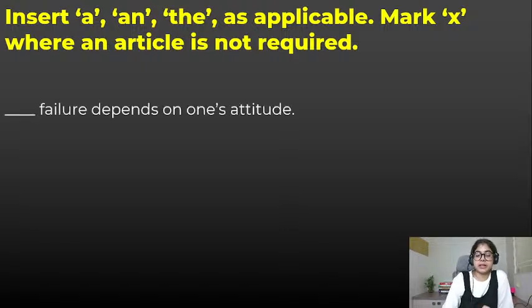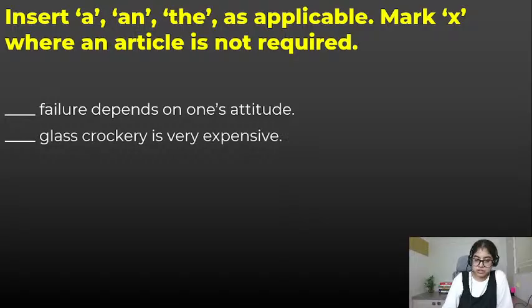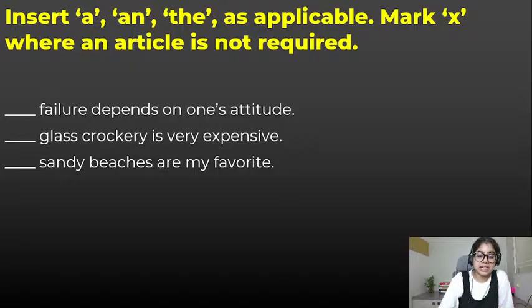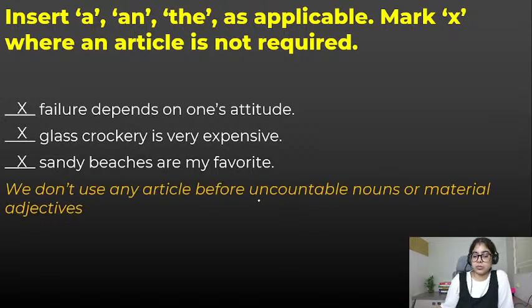Dash failure depends on one's attitude. Dash glass crockery is very expensive. Dash sandy beaches are my favorite. Sandy beaches तो हो नहीं सकता क्योंकि plural है. तो the sandy beaches हो सकता है. But नहीं होगा. The glass crockery नहीं होगा. The failure नहीं होगा. A failure भी नहीं होगा. ऐसी चीजें जो गिनी नहीं जा सकती उनके आगे कोई आर्टिकल का जरूरत नहीं है.